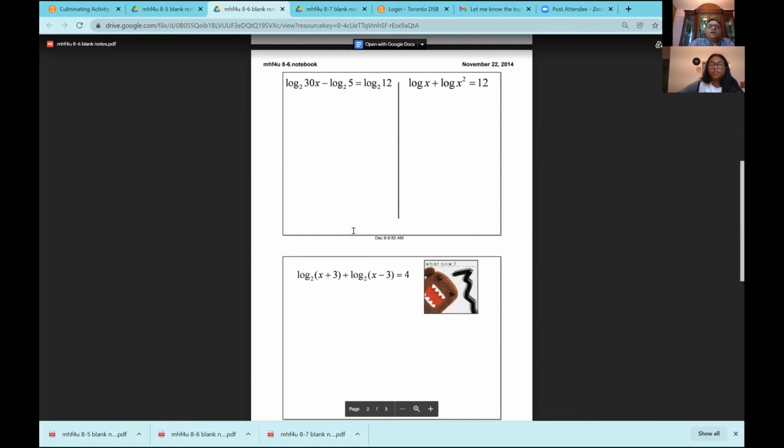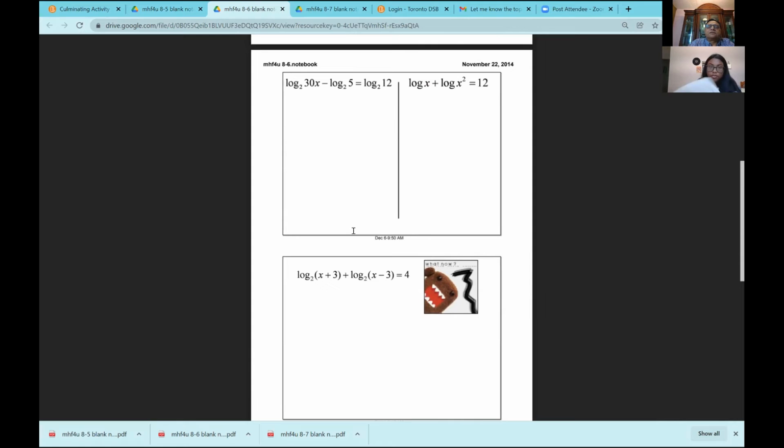Log properties. So when you have log something minus log something with the same base, it means what? You're dividing, right? Yeah. So the left side here is log to the base 2 of 30x divided by 5, which equals log to the base 2 of 12, correct? So you can again equate. 30x divided by 5 is 6x. So 6x equals 12. x equals 12 over 6, which is 2.